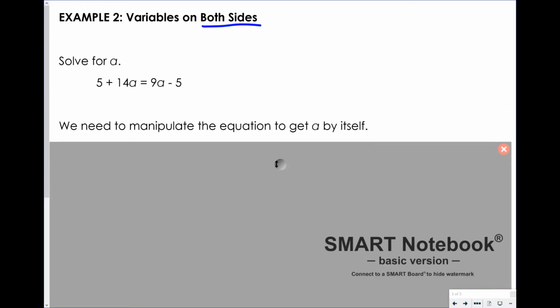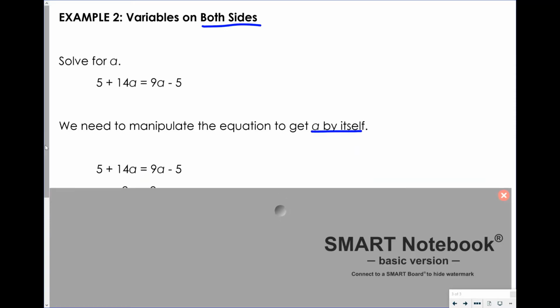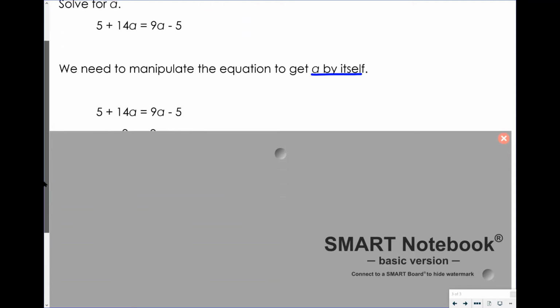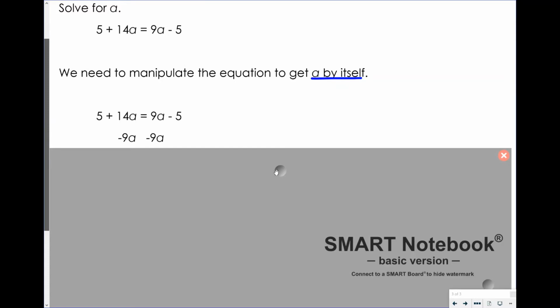Okay, well, of course, we need to manipulate the equation to get A by itself. So what I did, I subtracted 9 from both sides. I am getting rid of the non-A. So you see, like I explained earlier, whatever I do to one side, I have to do it to the other side. So what you're going to do here is you're going to bring down your 5.